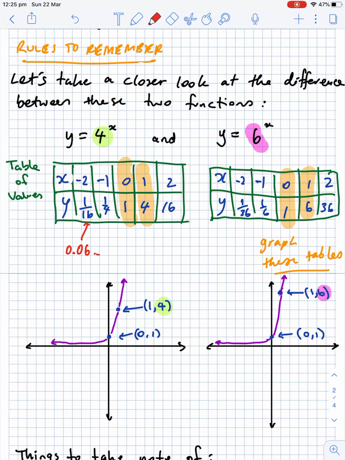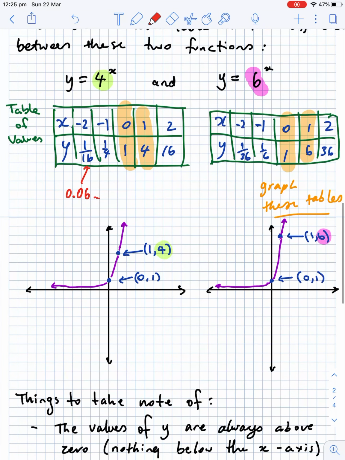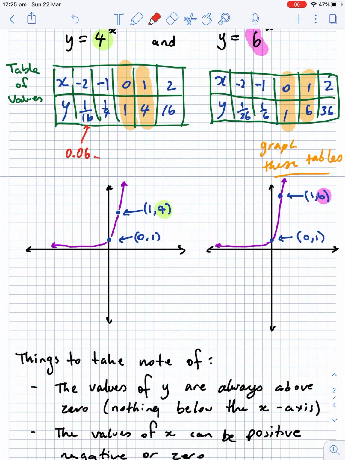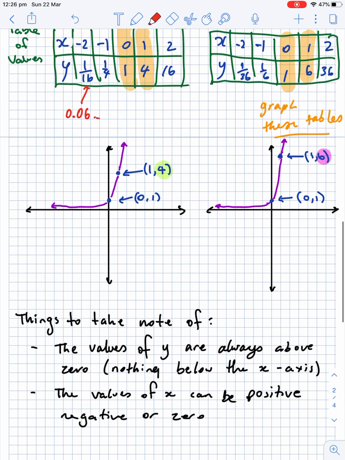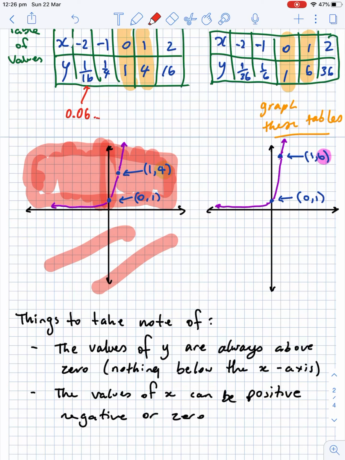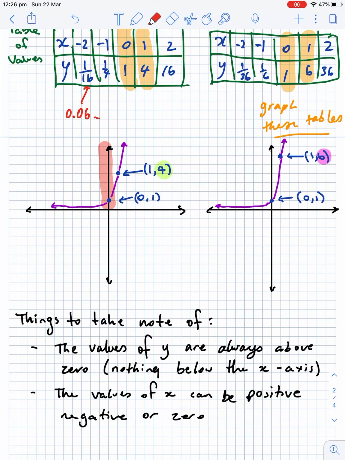Okay, so you can see here, this is what their graphs look like. They've got this sort of shape going on. Just a few things to take note of. The values of y are always above 0. So remember guys, this is your y-axis. So all this part is where y is positive, and this is where your graph sits in this section. There's nothing down here. So the idea is that your y values are always above 0. So there's nothing, literally nothing below the x-axis.